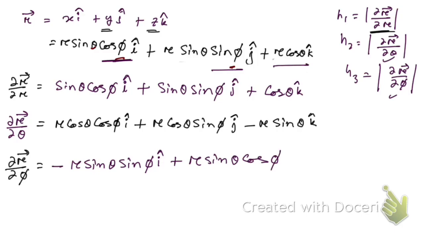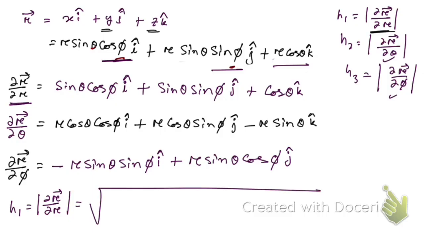Then if you differentiate this, there is no phi, so it's going to be 0. That's what we have got, right? 0 k cap. It's supposed to be j cap. Okay, now let's find the mod of this. So that is h1, which is going to be equal to the mod of this. So how to find the mod?